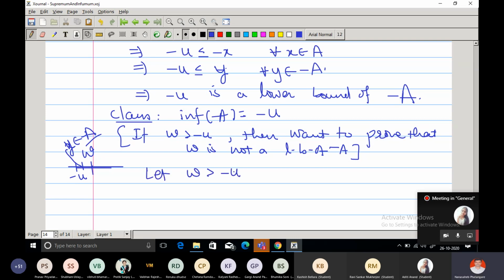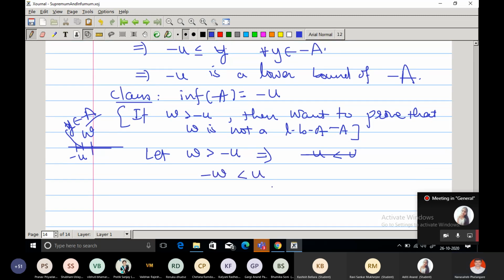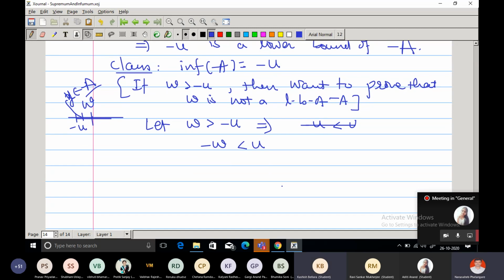Okay, so let W be greater than minus U. What does it mean? Minus W is less than U. Am I right? Yes, sir. And what does it suggest? Since U is the least upper bound, because what is our basic assumption? U is the supremum of A, and therefore U is the least upper bound of A.